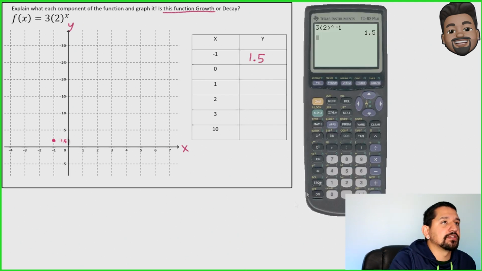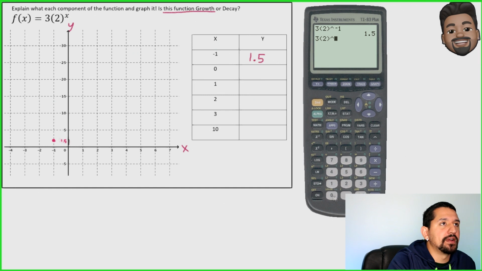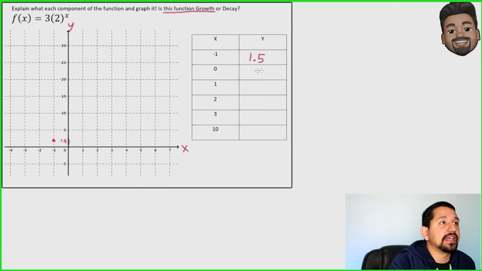Let's plug in 0. Now we're gonna do the same thing. 3 times 2 raised to the power of 0. And voila, we get 3. Right there, bazam. So I'm gonna go to 0, 3. So I'm gonna mark it right here, 0, 3.